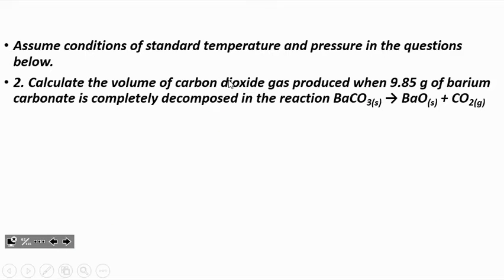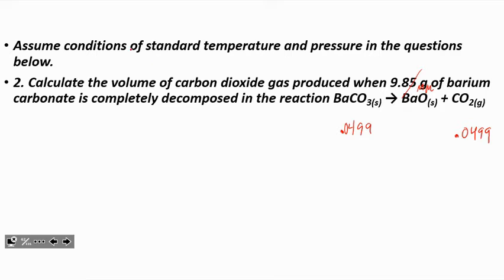The next one is we're going to calculate the volume of CO2 produced when 9.8 grams of barium carbonate is decomposed. So we're going to start here. If we start out this problem where we determine the number of moles, we're going to divide this by the molar mass. When we do that, we end up with 0.0499 for our moles. This is in a 1-to-1 ratio. So we're calculating the volume of CO2. So that's going to be 0.0499 moles of CO2 produced.